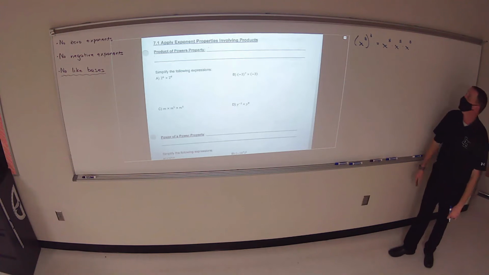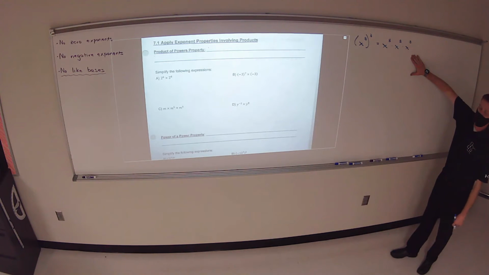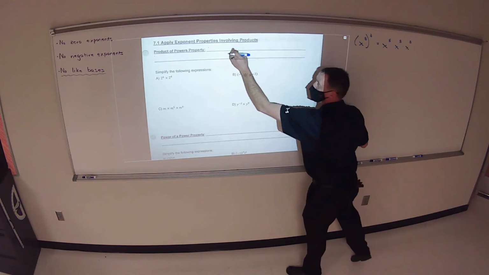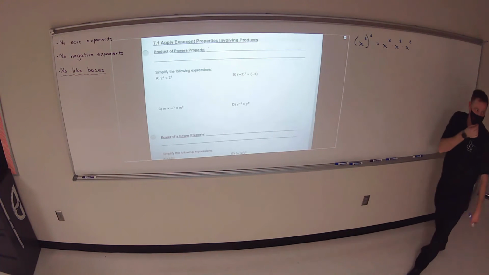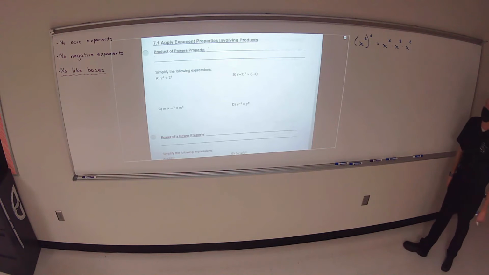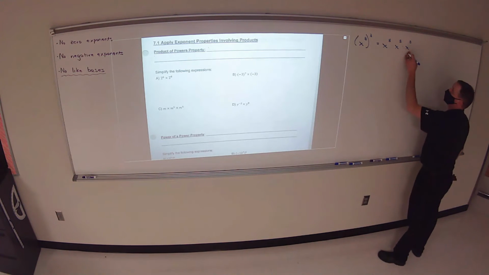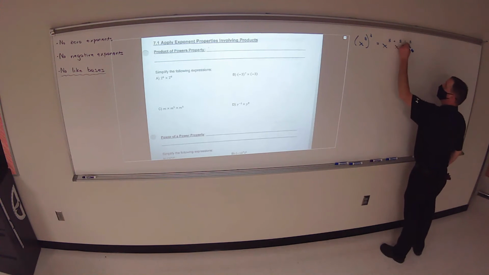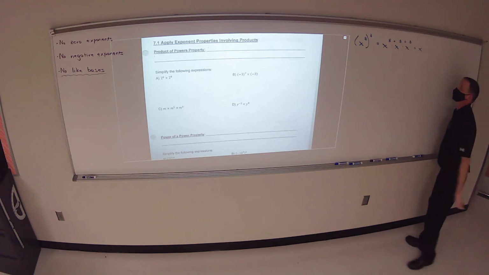Now, what's the purpose of writing it out like this? Because we just learned this rule, the product of powers property. And the product of powers property says that if I'm multiplying together powers that all have the same bases, what do I do with the exponents? We add them all together. So when I add my 8 and 8 and 8, that's actually going to give me what?